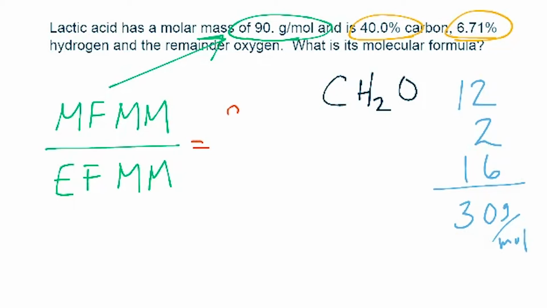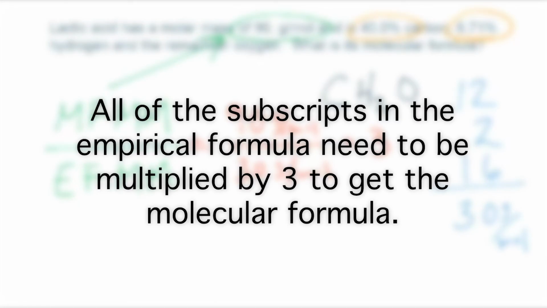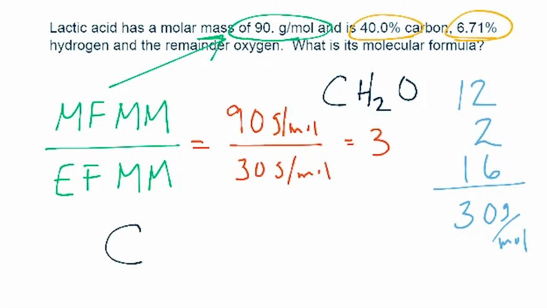Plugging these numbers in, we have 90 grams per mole divided by 30 grams per mole, which is equal to 3. This means that all of the subscripts in the empirical formula need to be multiplied by 3 to get the molecular formula, giving us a molecular formula of C3H6O3.